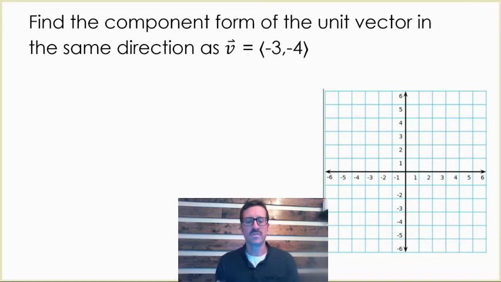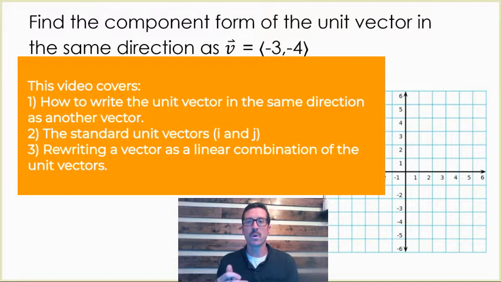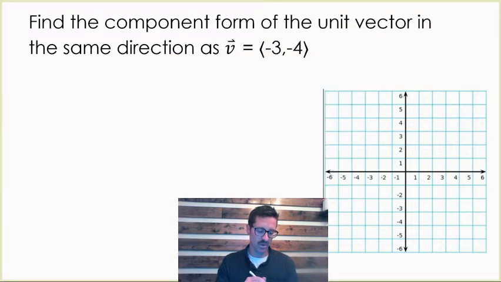To start our discussion on unit vectors, I want to begin with this example, which is a common type of problem that you'll see. It says we want to find the component form of a unit vector in the same direction as vector v, and vector v has a horizontal component of -3 and a vertical component of -4. So I'll place that vector in standard position. Here is our vector v.